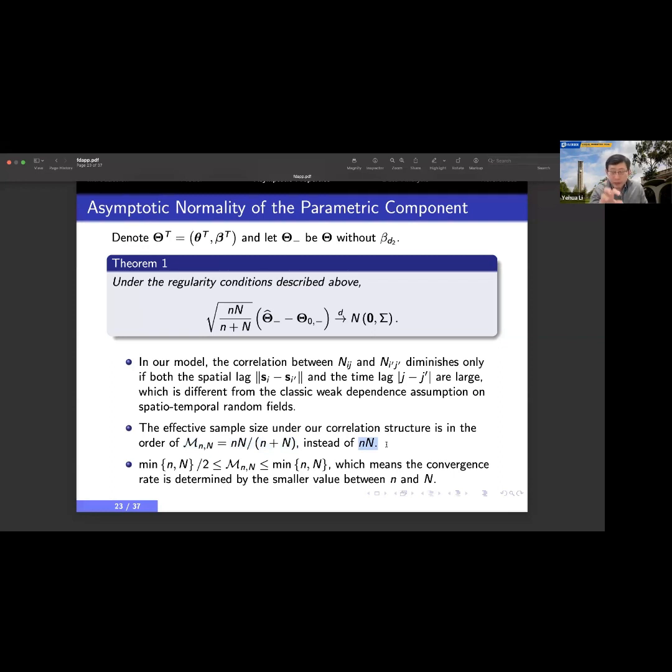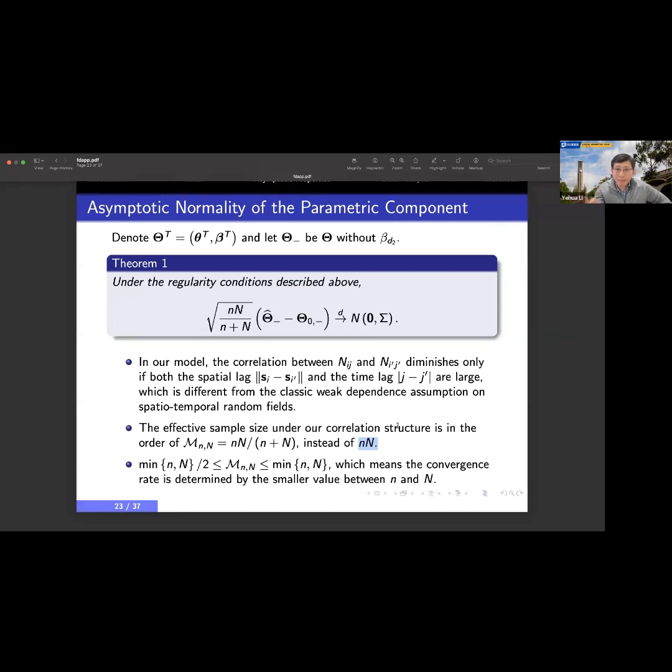If either the spatial lag or the time lag is large enough, then the correlation would be diminishing, right? But in our setting, all the data collected at the same station would share the same station effect. No matter how many days these processes are apart from each other, they share the same station effect, so they will be strongly correlated to each other.